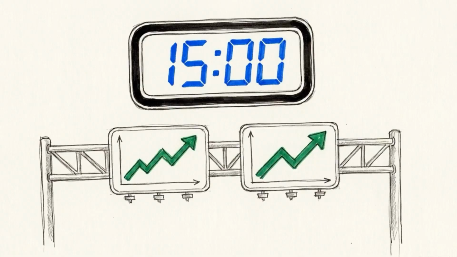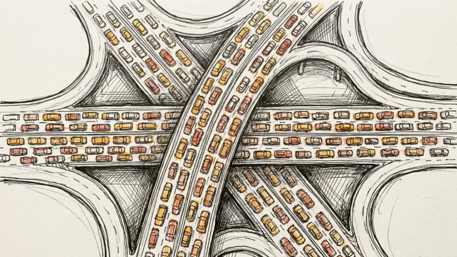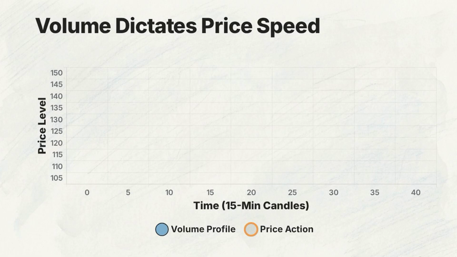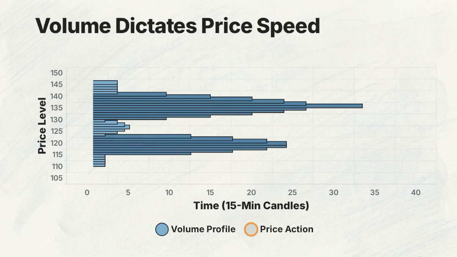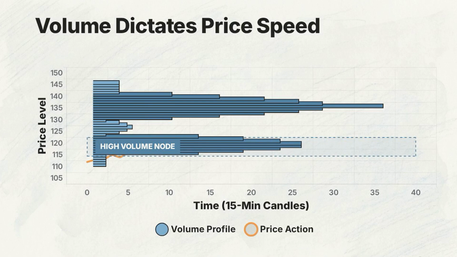trade. We apply this map to a 15-minute time frame, focusing on highly active markets like the Nifty 50 index or major stocks like Reliance. This ensures there is enough traffic for the patterns to be reliable. On this chart, the longest horizontal bars are called high-volume nodes. These represent the major traffic jams where massive buying and selling took place.